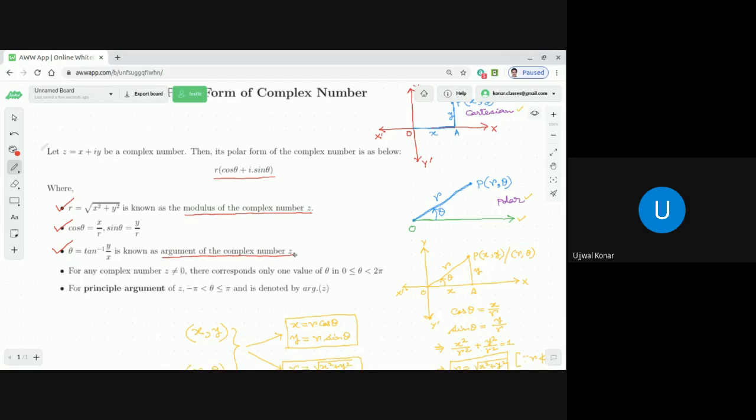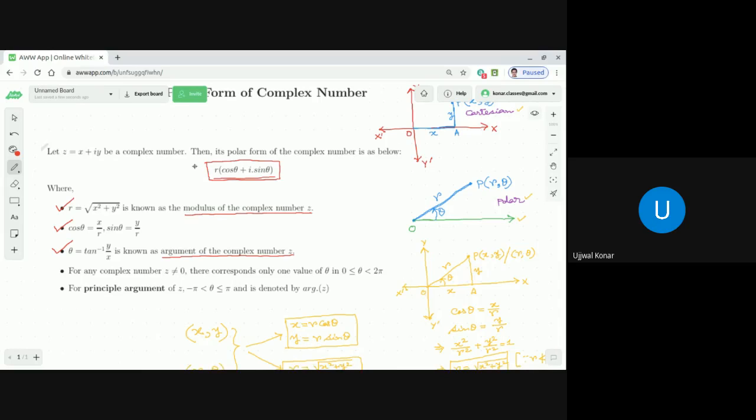So what we learned, dear students, is that when you represent a complex number in the polar form, that r is known as the modulus of the complex number and theta is known as the argument of the complex number. So r cos theta plus i sin theta is the polar form of representation. r stands for the modulus of the complex number z, and theta stands for the argument of the complex number z.